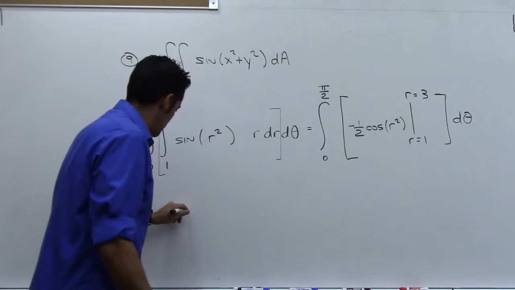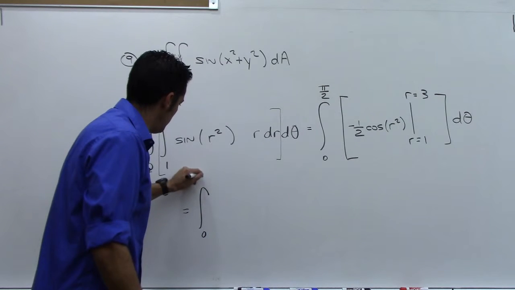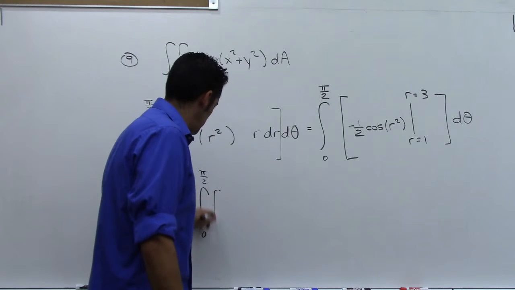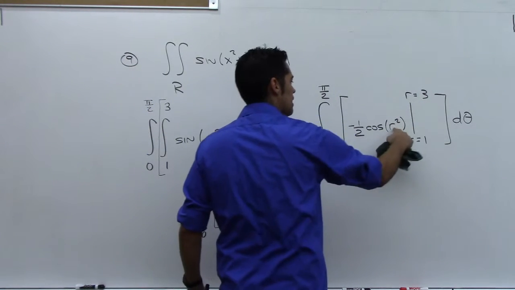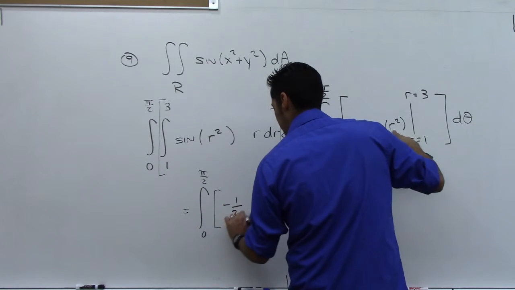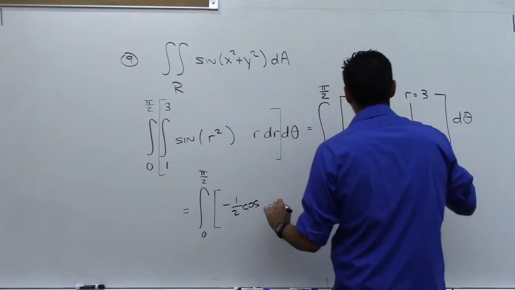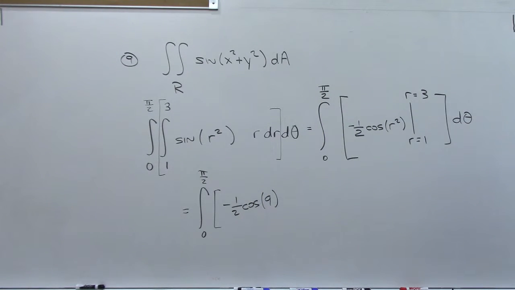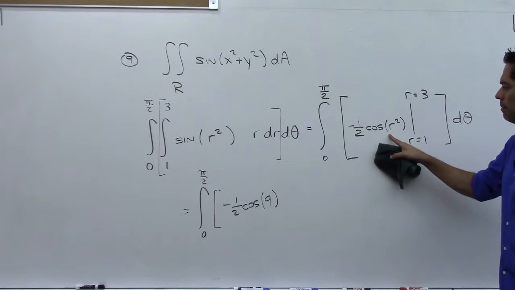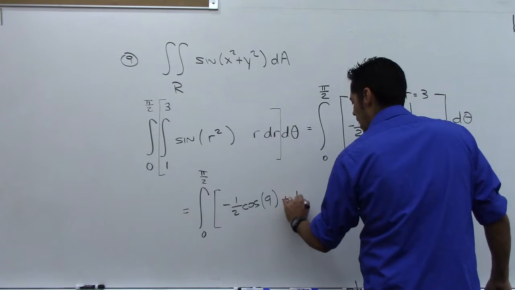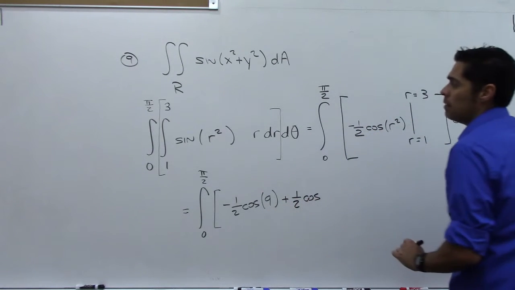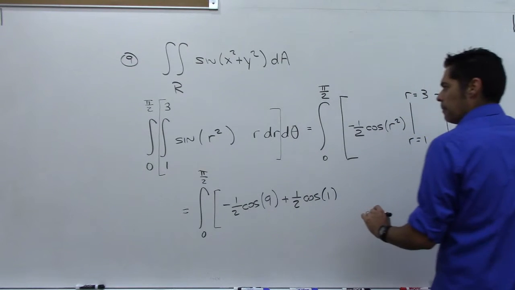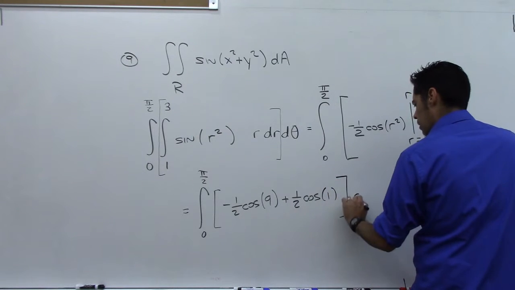Okay, now this becomes integral 0 to pi over 2 of, let's plug in. So when we plug in 3, we get 9. So I have negative 1/2 cosine of 9. And then I get, plug in 1, but I'm subtracting, so it's going to wind up adding 1/2 cosine of 1, d theta.